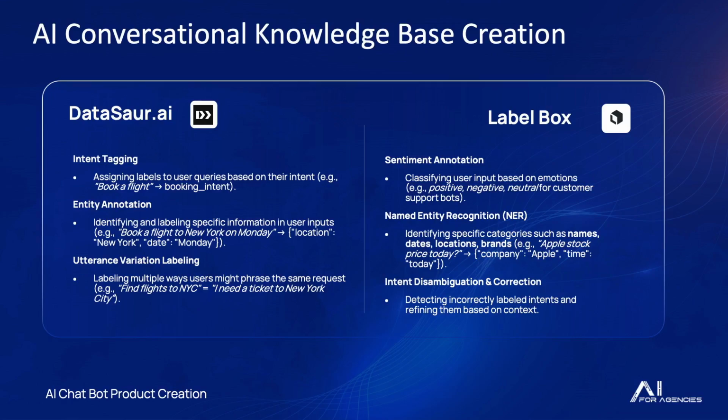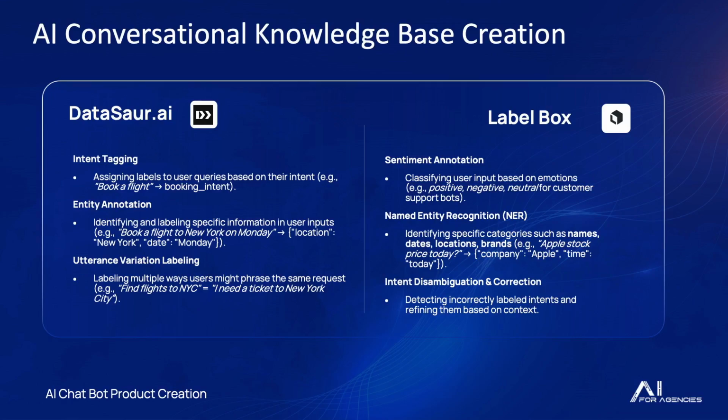We then have sentiment annotation. And this is looking at whether it is positive, negative, or neutral for customer support bots. So then an AI bot knows if someone says something and it's positive, they're getting it right. If it says it's negative, it's getting it wrong. Do you see what I mean?